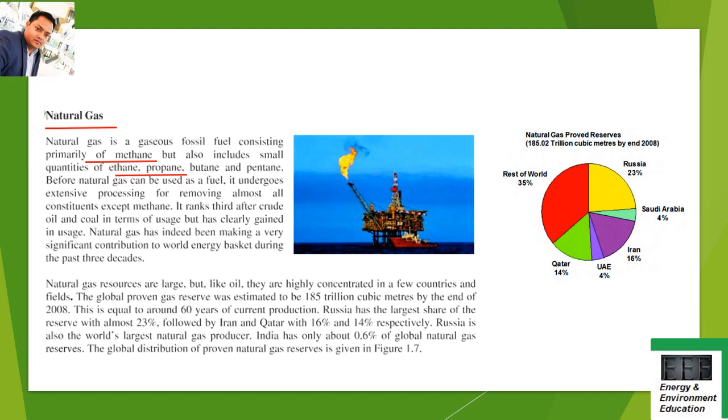So please read this part of the chapter thoroughly, especially the natural gas reserves: which country has the maximum reserves, followed by the other countries. This pie chart is also important for you. If you see here, Russia has 23% of reserves, then Saudi Arabia has 4%, Iran has 16%. These figures are important for you to understand and even remember.